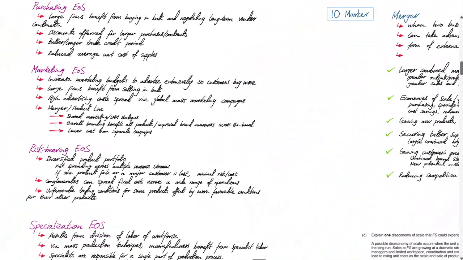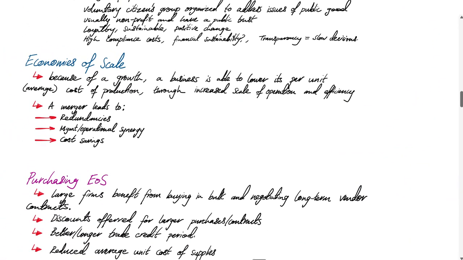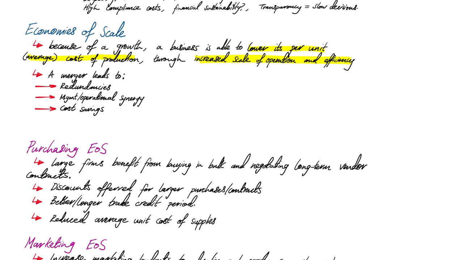So we can say, okay, reduced. The idea is that because of growth, because of an increased scale of operation, right? Scale of operation, let me highlight that. Increased scale of operation, we have lower per unit cost, and per unit cost, we call that average cost, lower per unit cost of production through increased scale of operation, right? And because of that lower average cost, we have greater efficiency. Efficiency is directly related to that lower average cost.